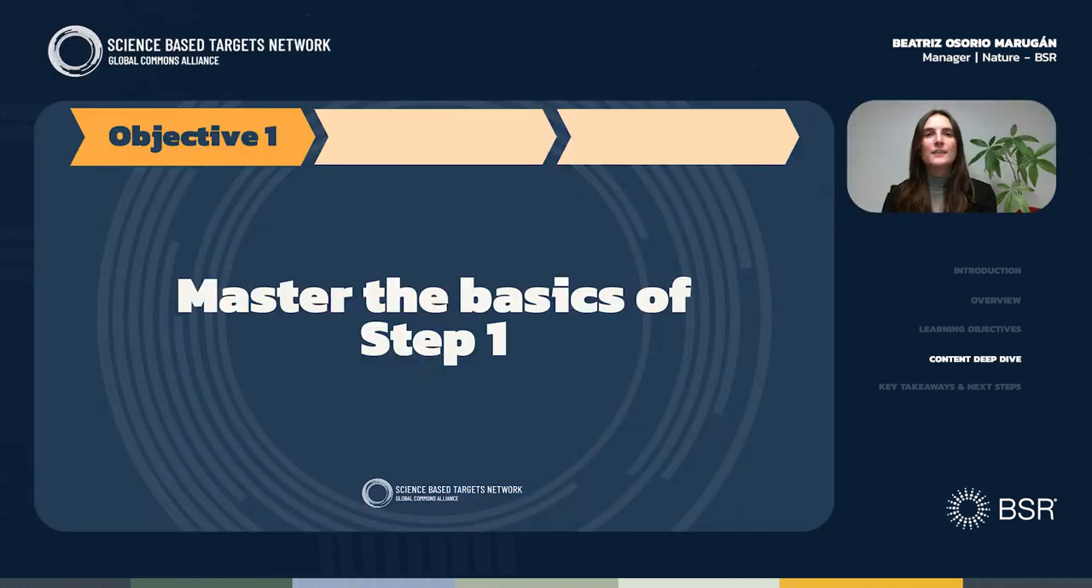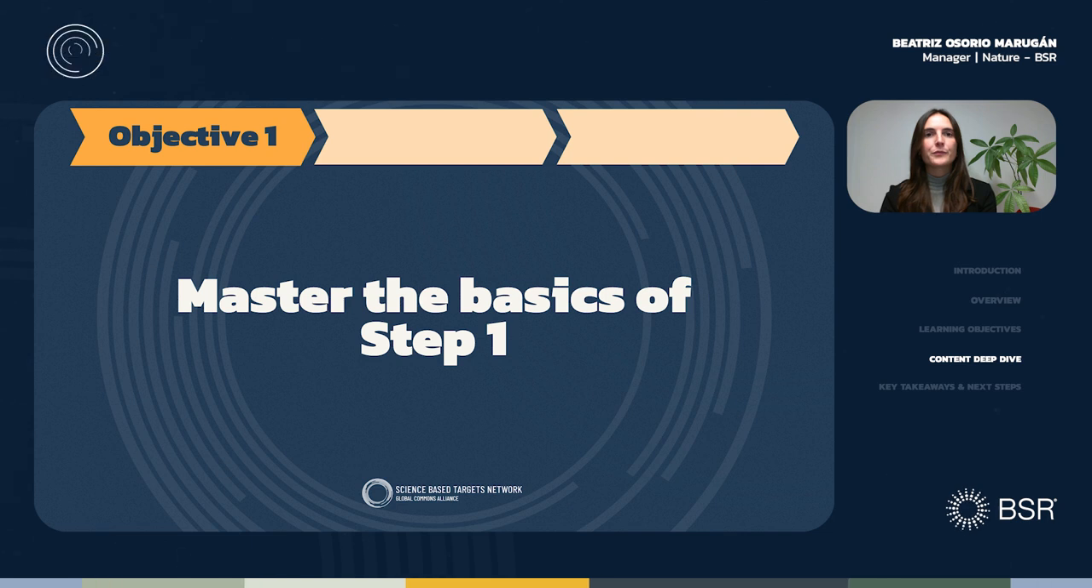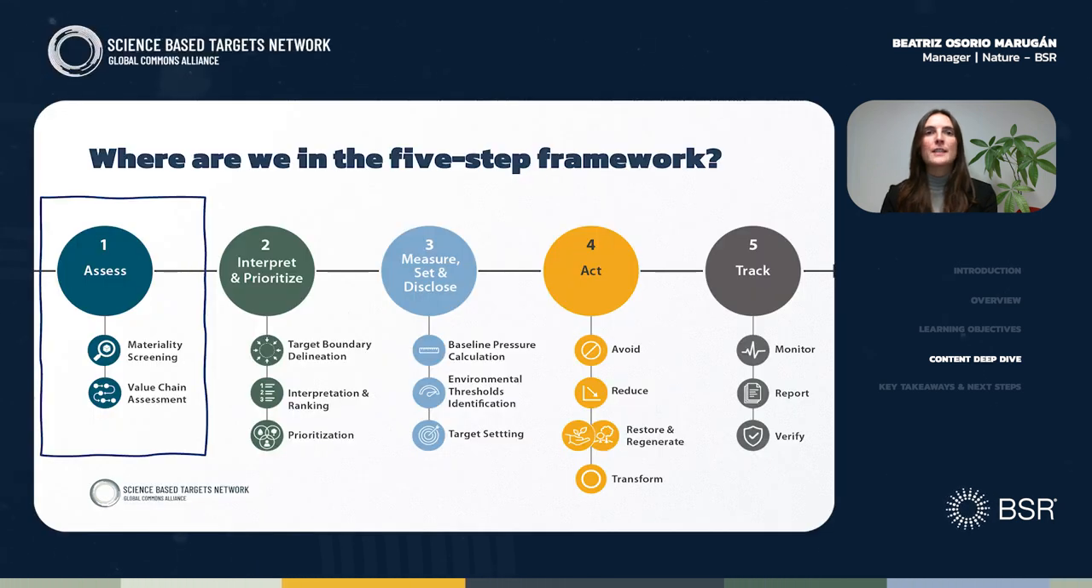Our first objective is to help you understand the basics of Step 1, how it all fits within the overall methodology, and why it is important. At the core of all of SBTN's tools, methods, and guidance is a 5-step process that takes companies all the way from assessing their impacts with regards to specific pressures, identifying what parts of their operations and which locations to focus in on, to setting targets, all the way to measuring, reporting, and verifying progress against those targets.